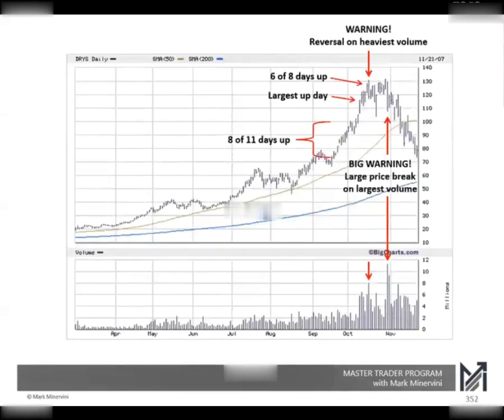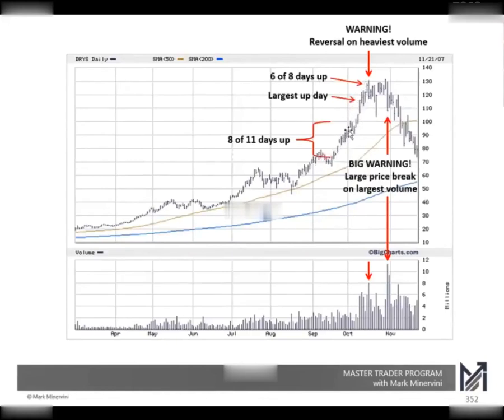Here's a stock that, the names don't matter. What we want to look at is the chart here and the type of action that we're seeing. So it runs up 8 out of 10, 8 out of 11 days up, right? So that's 70 some odd percent of the days are up. And you get that largest day. And then you get another 6 out of 8 days up. A lot of times you'll get two sets of these.